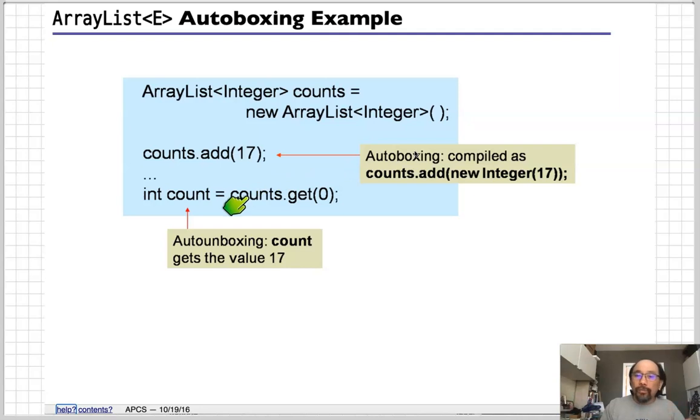It also does the reverse automatically. When we call the get method here to get the item at position 0, it will return an Integer object. But I could assign that safely to a primitive data int, because Java will auto-unbox it and it'll take the integer that had the value 17 in it and strip it out and apply it to this count variable, which is merely primitive data.